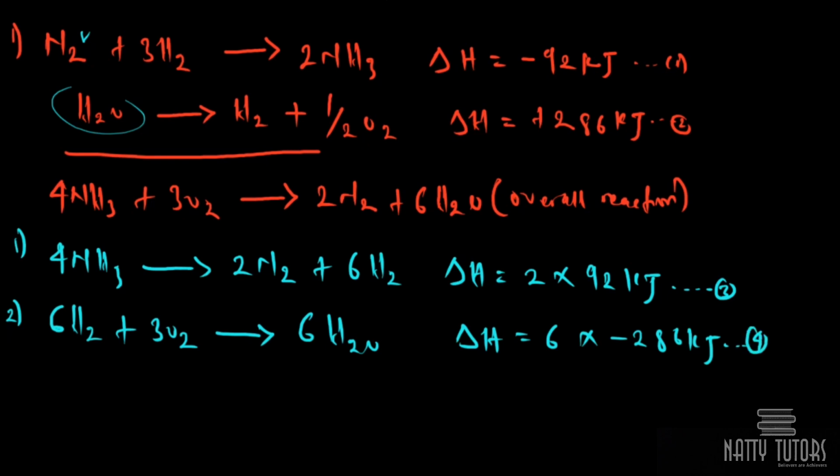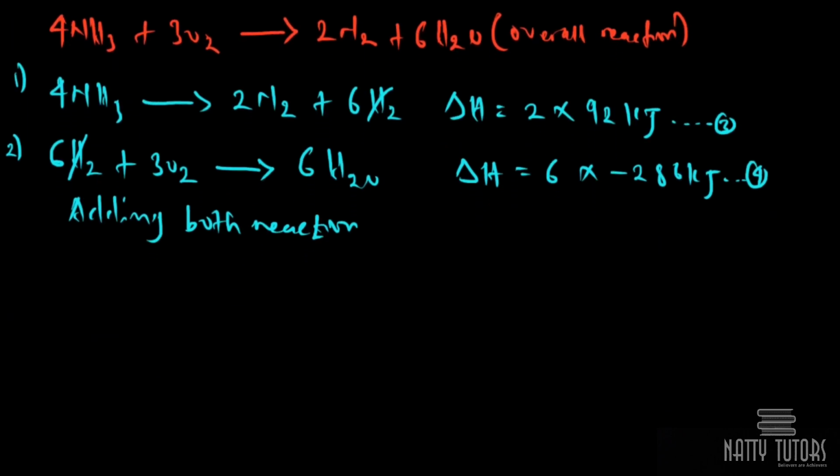So from here now, we can see that we can easily cut out some things that are not really necessary to get our overall reaction. Like this hydrogen, we can easily cut it out. Adding both reactions, equation 3 and equation 4 from what we were given, we can easily get our overall reaction from there.